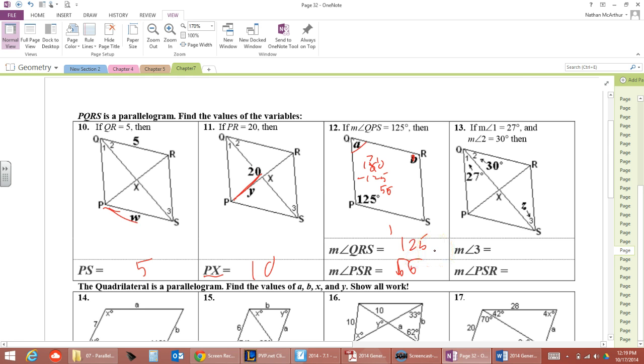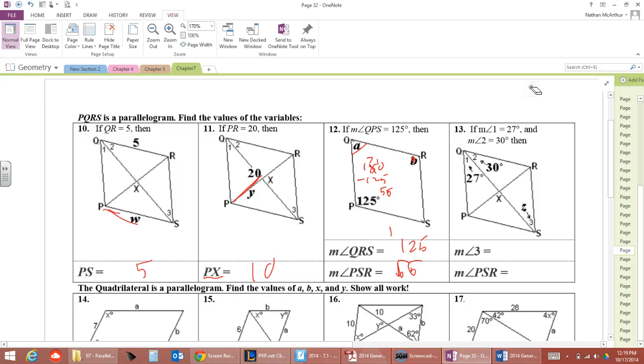Good question. Here we go. If the measure of angle 1 is 27 and angle 2 is 30, then we have to find the measure of Z, which is angle 3. Angle 3 is going to be alternate interior with 27. So 27 and Z are the same.